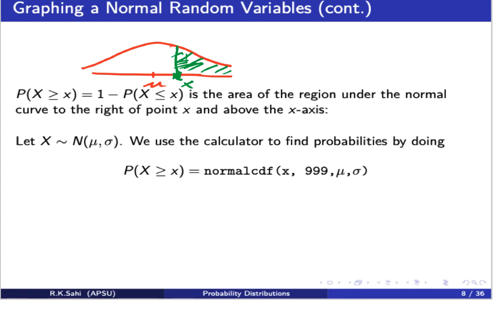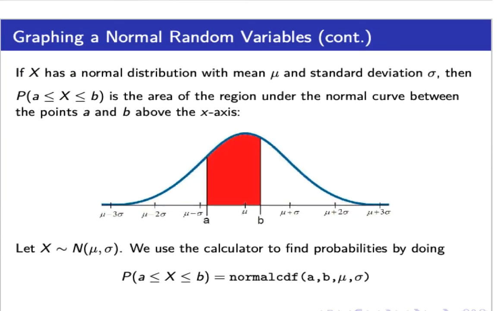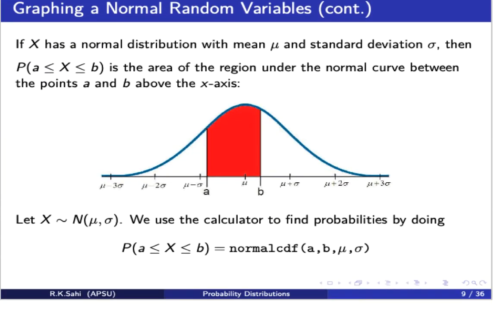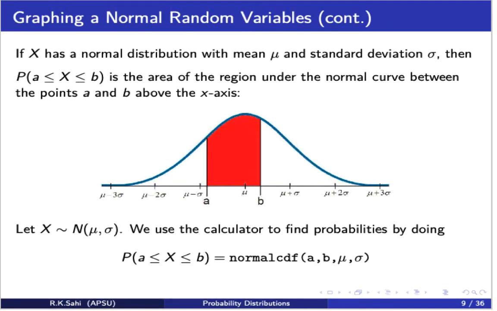There's another way we can get a question: suppose our endpoints are values inside the normal curve, right in the middle. We are given the real values, where x is greater than or equal to a and less than or equal to b. What it simply means is the area of the region under the normal curve between the two points a and b.